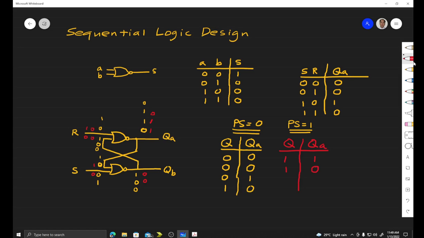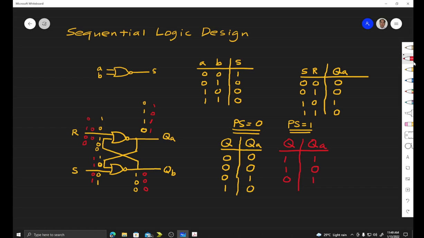Then now we have our present state 0. So that is 0 with input S equals to 1. So we have 1, 1 input. For 1, 1 input, we have output 0. So that means we have here 0. Then let's say R is 0. So 0, 0, then our QA becomes 1. So this is 1.